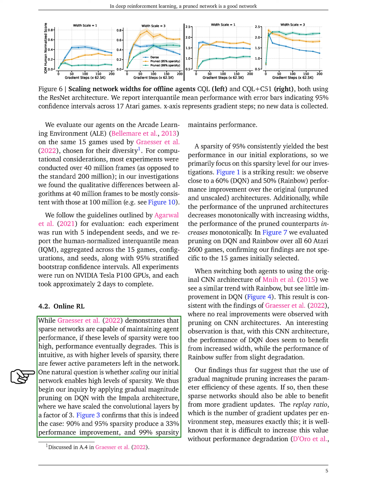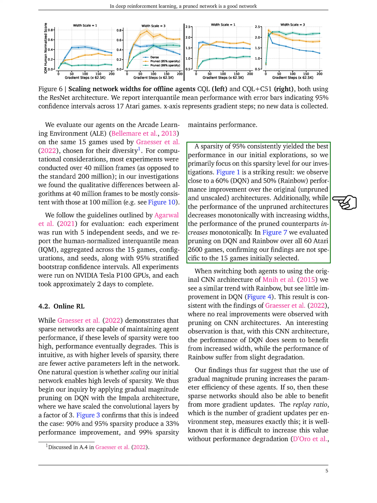Specifically, we increased the size of the convolutional layers by 3 times. Our findings show that at 90% and 95% sparsity levels, there is a 33% improvement in performance, and even at 99% sparsity, the performance is maintained. Interestingly, a sparsity level of 95% consistently delivered the best results in our initial tests, leading us to focus on this level for further investigation.